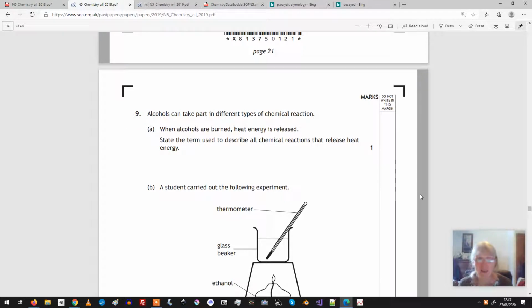Hi there. Question 9. Alcohols can take part in different types of chemical reaction. When alcohols are burned, heat energy is released. State the term used to describe all chemical reactions that release heat energy. And the answer is exothermic, because heat exits when it's exothermic.